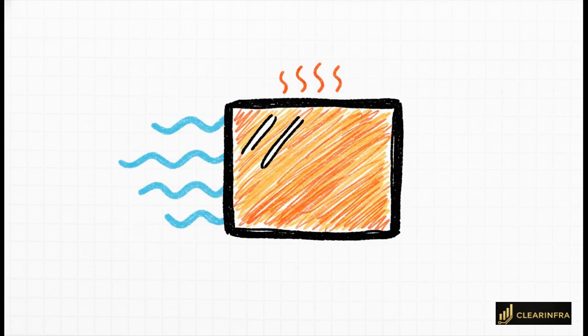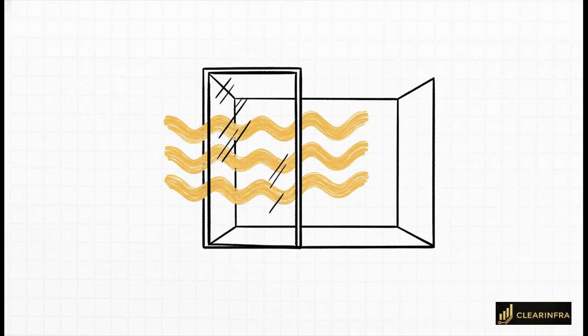Okay, path number 2 is absorption. Now, some of the energy doesn't bounce off, and it doesn't pass through either. Instead, it gets soaked up by the glass material itself. This absorbed energy heats the glass, which is exactly why a window can feel warm to the touch on a sunny day. And that brings us to our third and final path, transmission. This is the energy that makes it straight through the glass and into the space inside. This is the direct sunlight that we can actually see and feel when we're indoors.